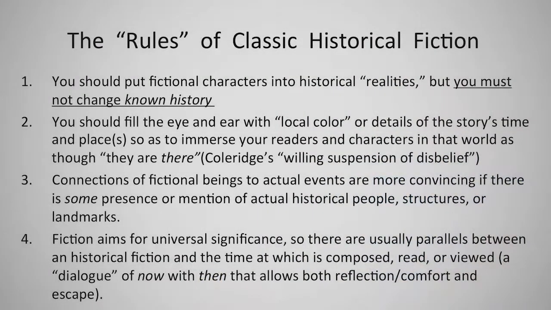That's why there are usually parallels between a historical fiction and the time at which it is composed, read, or viewed. There's a kind of dialogue going on of now with then that allows the audience to feel both some reflection of what's happening to them now, but also some comfort about it because, well, these things were happening back then. But at the same time it allows us to escape long ago and far away and maybe not have to face these problems so directly. It's a complex effect that lies behind the entertainment that we receive from these historical fictions.